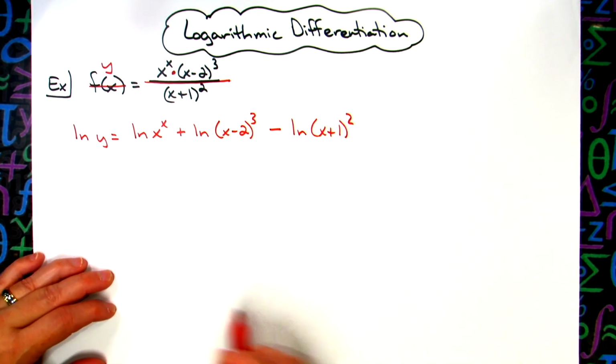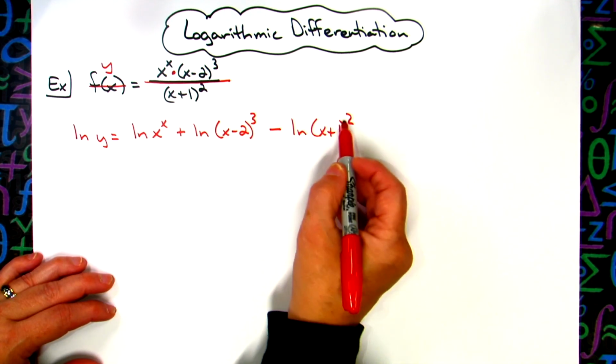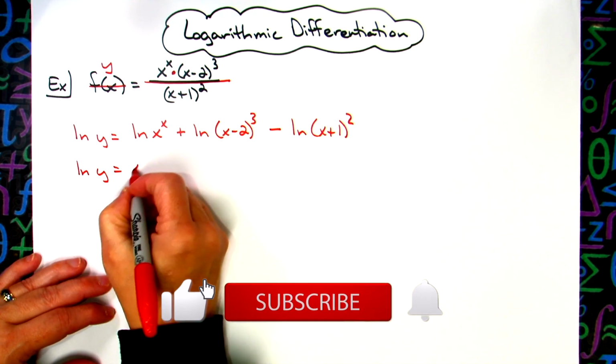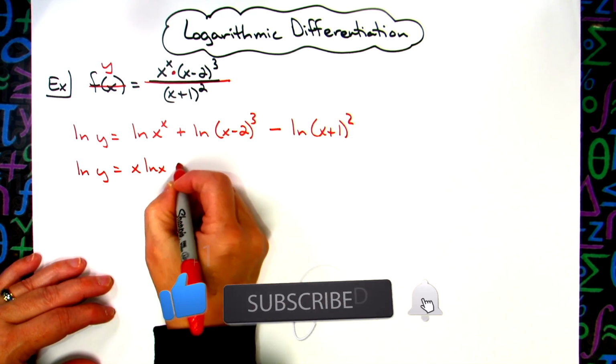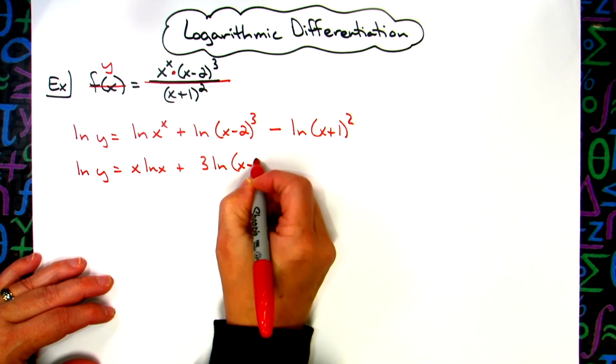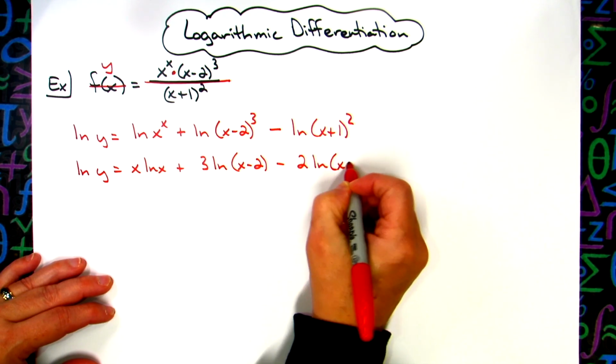Now, I'm not going to do anything to the left-hand side. On the right-hand side, I'm just going to jump these exponents down in front. So we're going to have natural log of y equals x natural log of x. Bringing the 3 down, 3 natural log of x minus 2. Bringing that 2 down, 2 natural log of x plus 1.